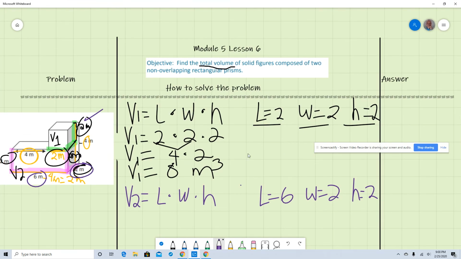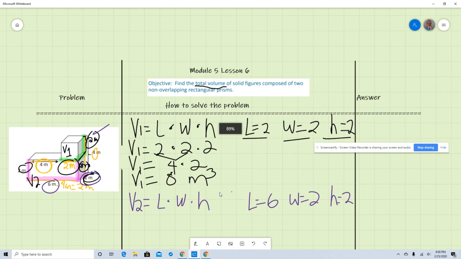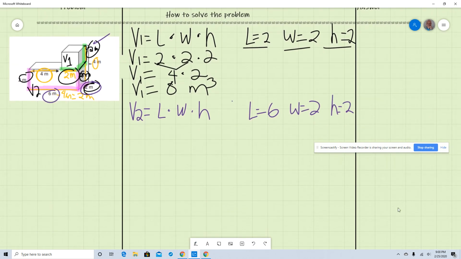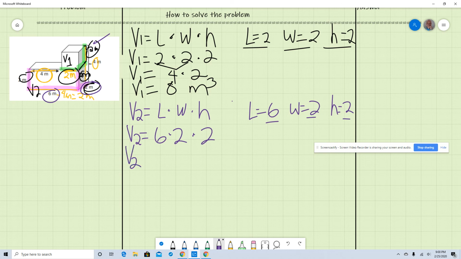Now let's find the volume for the second one. So let's do the math, and that's volume 2. The length is 6 times the width is 2 times the height is 2. So now we're going to find the area first. 6 times 2 is 12, which is the area. The area times the height equals 24 what? Remember, these are meters. They're cubic meters.